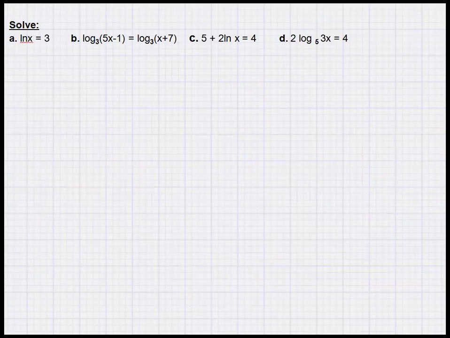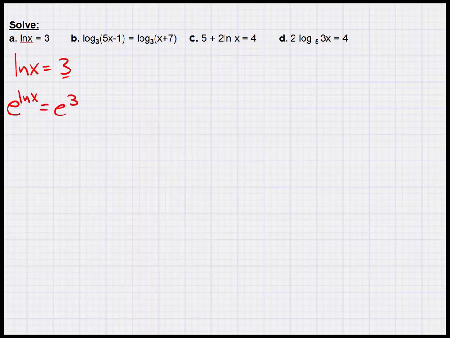Okay, here are a couple of log equations now. Same deal. Get your log by itself. So here, natural log of x equals 3. The log is by itself. I can't write this as a log, so I'm going to get rid of the log instead. How? Inverse property. e to the natural log of x. I raise this into the exponent, equals e to the third. These cancel. x equals e to the third.